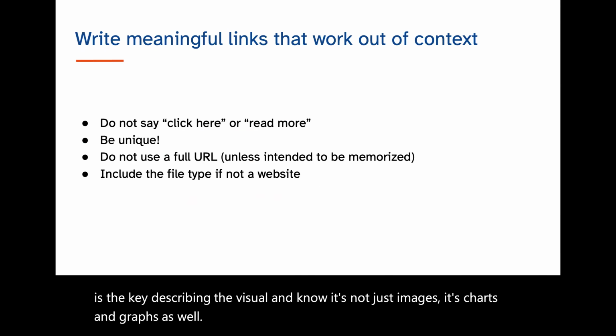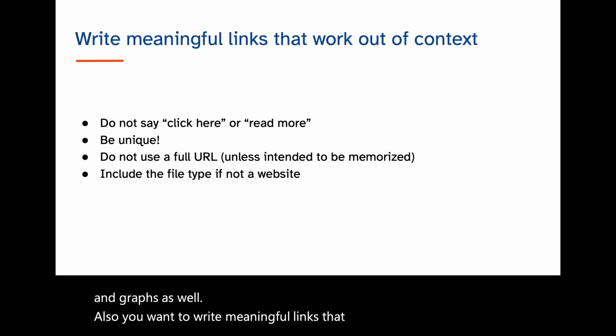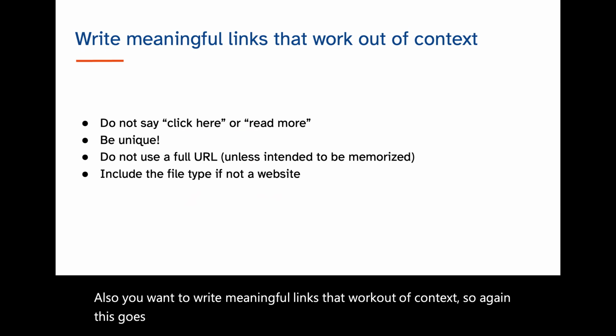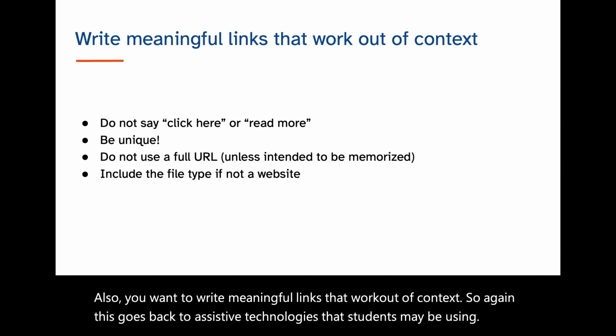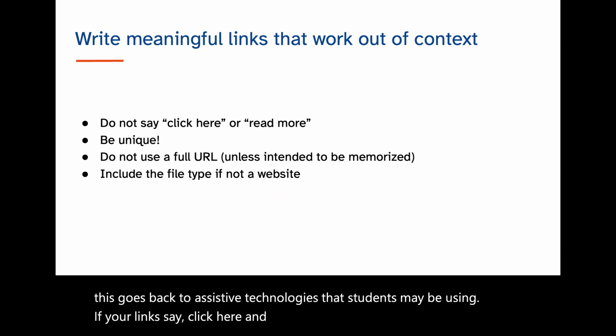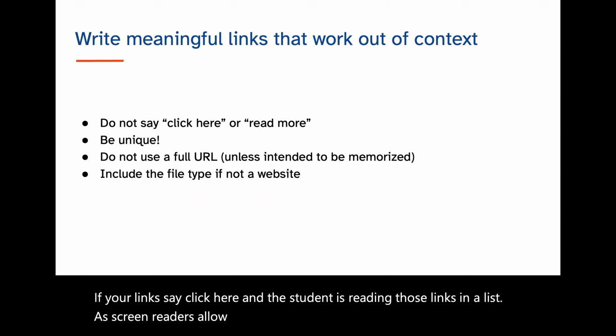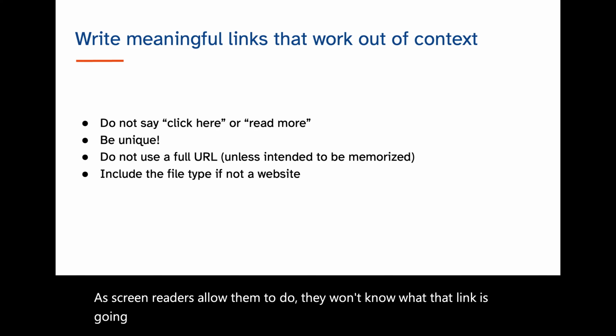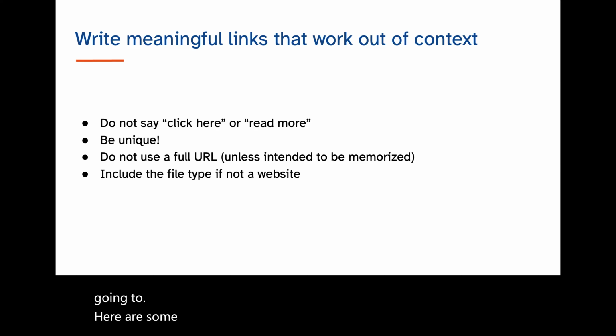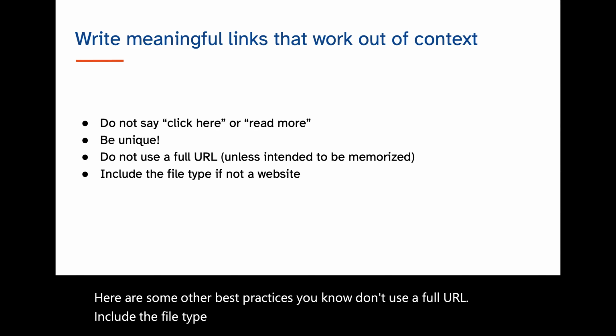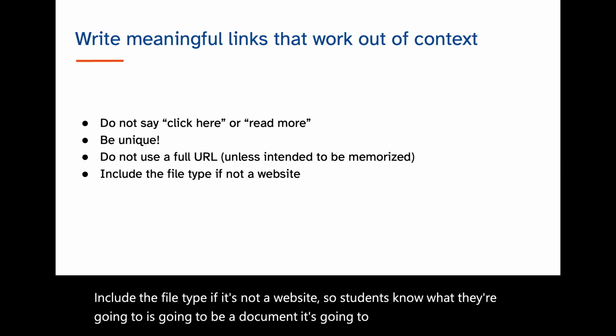Also, you want to write meaningful links that work out of context. So again, this goes back to assistive technologies that students may be using. If your links say click here, and a student is reading those links in a list, as screen readers allow them to do, they won't know what that link is going to. Here are some other best practices. Don't use a full URL. Include the file type if it's not a website, so students know what they're going to. It's going to be a document, it's going to be a slide, etc.